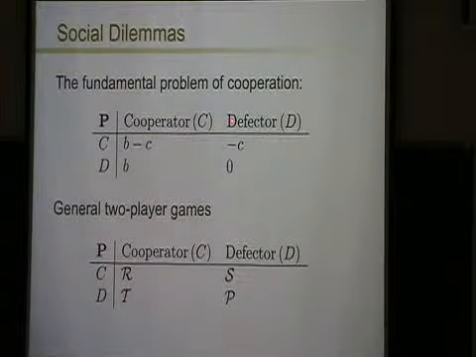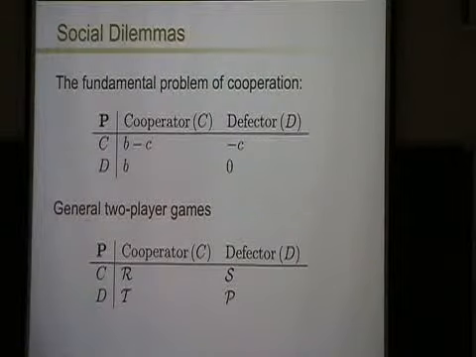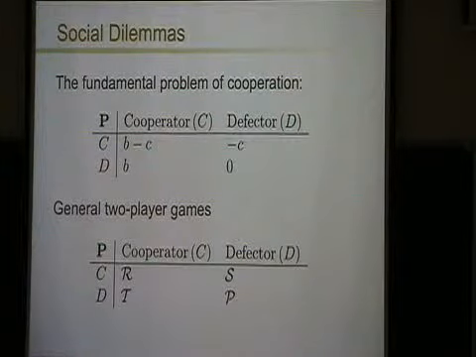If you're a defector, then if you're facing a defector, then you only pay the cost because the other guy is not cooperating. And on the other hand, if you are defecting and you meet a cooperator, you get the benefit, but you don't have to pay the cost. And if you both defect, then nobody gets anything and nobody pays anything.